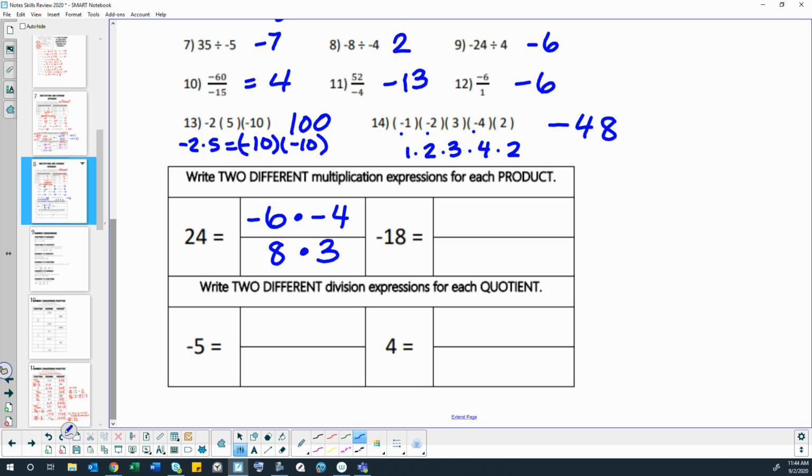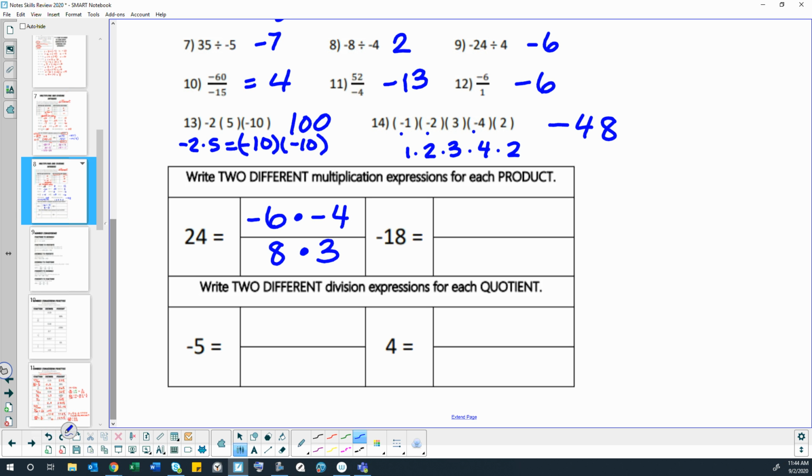2 times 24 is actually 48. So what number would we need to change the 2 to make it work properly? 2 times 12 would work, yes. Or 1 times 24, right? So there's lots of different combinations we can use to multiply together to get 24. I've just written down 2 examples, one with 2 negatives, one with 2 positives. But there's many other options you could have written there.